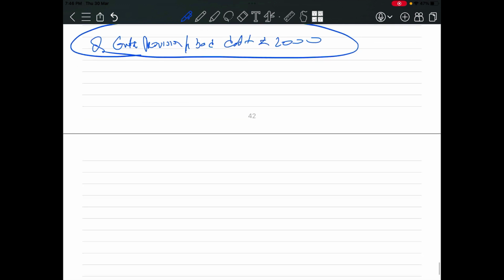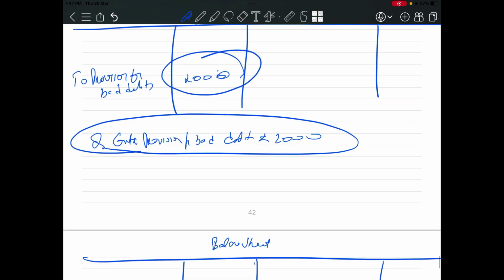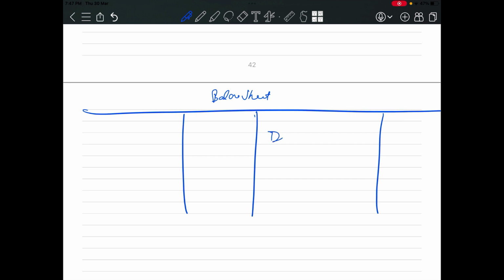Now how will we treat this in our balance sheet? There may be two ways to treat this in our balance sheet. There is debtors. You may less here the provision for bad debts, 2,000, inside the inner column. 10,000 was the amount, less 2,000. So you can record it this way. Or the other way, you can make it a liability, provision for bad debts 2,000.